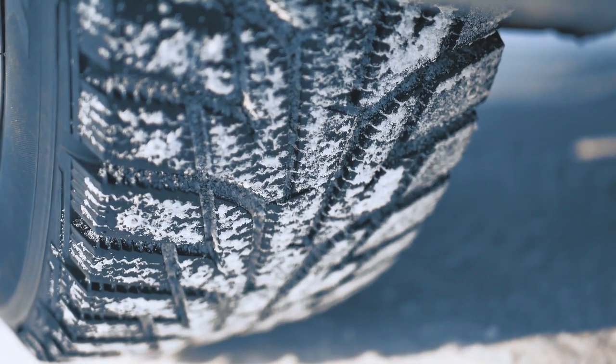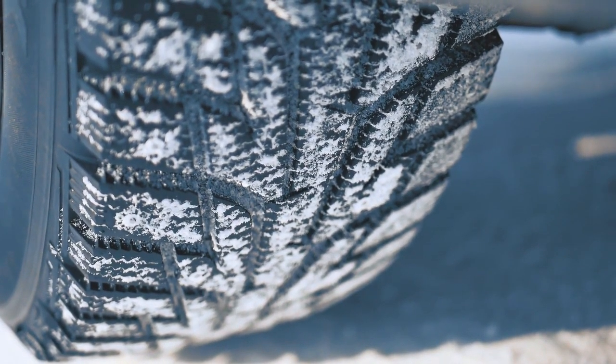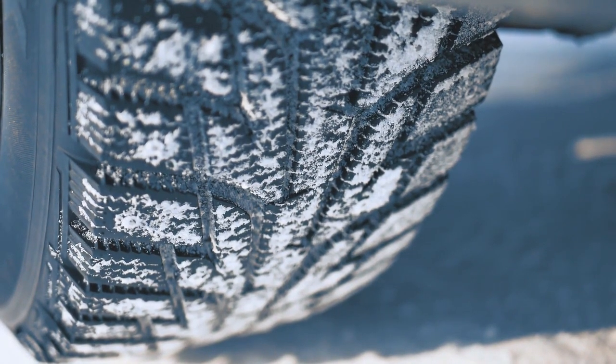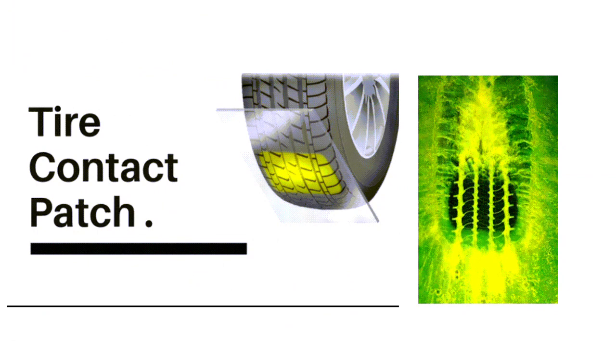The tread is the part of the tire that comes in contact with the road surface. The portion that is in contact with the road at a given instant in time is the contact patch. The tire patch size changes by both overinflation and underinflation.